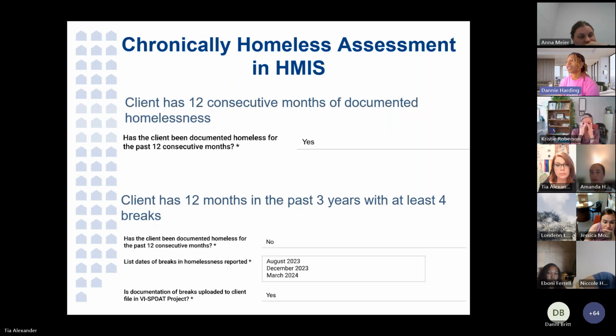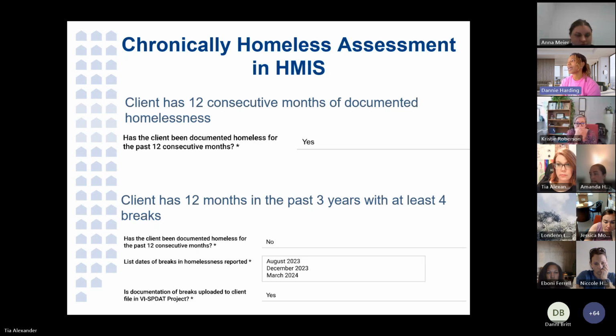Once you've documented third-party and self-cert, now you'll answer if the client's documented time is consecutive or includes breaks. Remember, there are 2 ways to document time homeless for chronicity. Either the past 12 consecutive months or at least 12 months over the past 3 years with at least 4 separate instances.